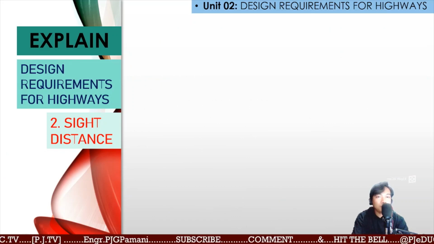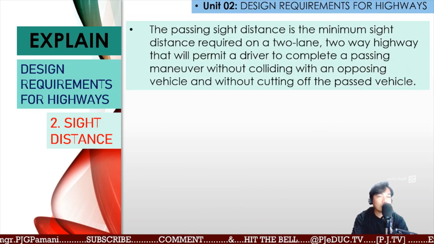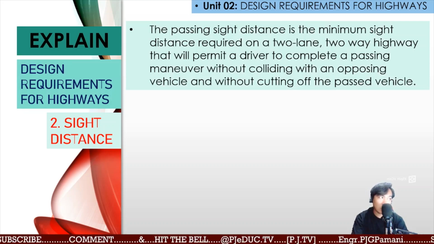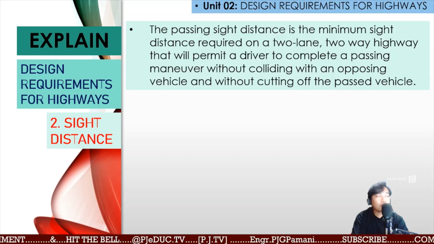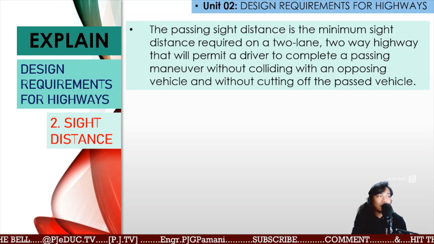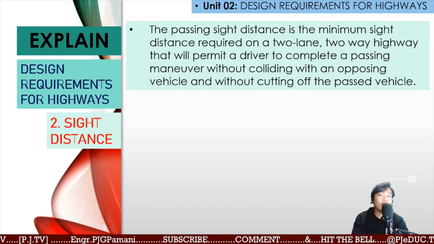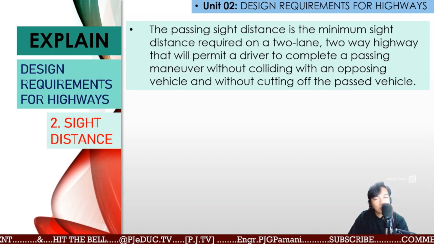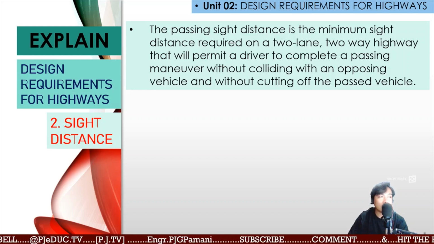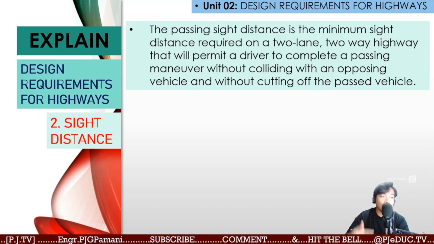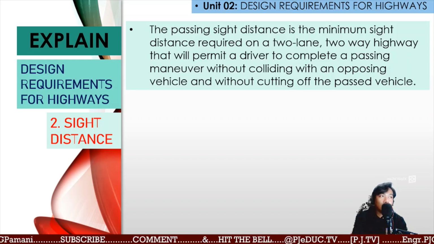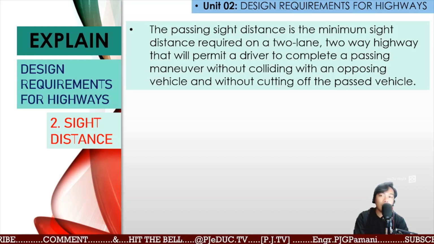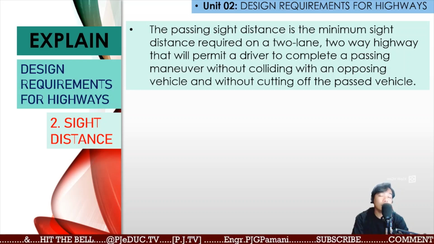To be exact, no? Now, the passing sight distance is the minimum sight distance required on a two-way highway that will permit a driver to complete a passing maneuver without colliding with an opposing vehicle and without cutting off the passed vehicle. So without overtaking, without overspeeding, without collision, and so forth. Our minimum speed is as designed, based on two-lane and two-way. Did you know that the number of vehicles passing through a two-lane, two-way highway is at the minimum standard capacity of 2,400 vehicles per day? You'll never know without looking at it, no?